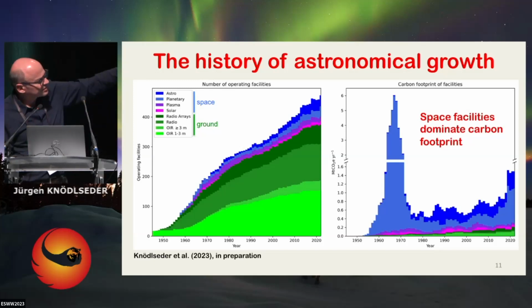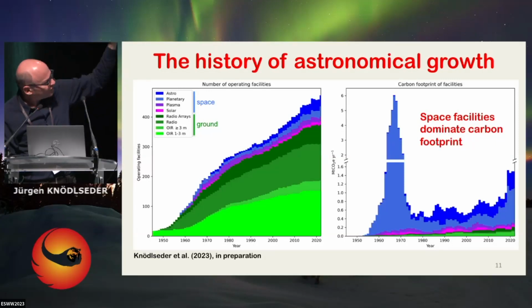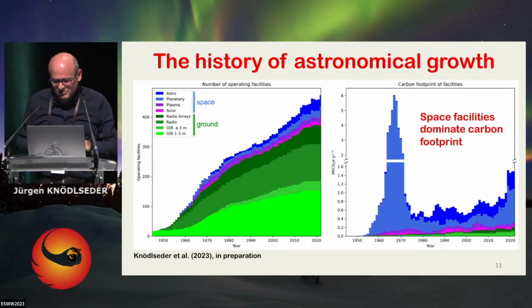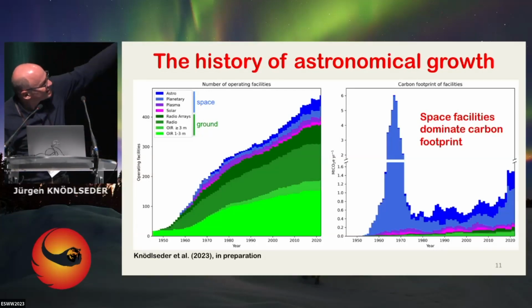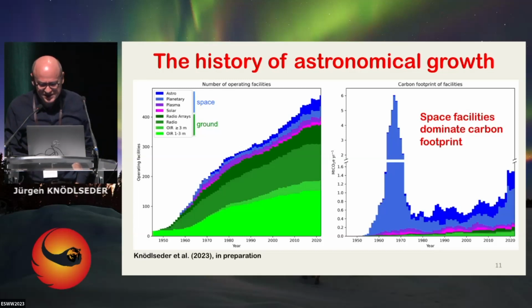And you see, we are completely dominated by ground-based facilities in terms of number. But when you convert this into a carbon footprint, it's completely inverted. We are completely dominated by space facilities. And okay, I have to go faster. What you see here, the scale is broken. So there's an initial peak related to the first space race, but we are again in this growing dynamics.